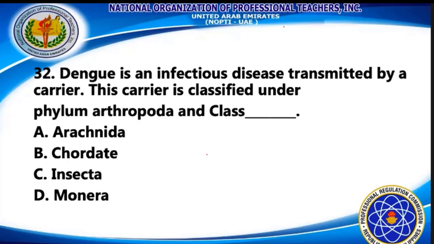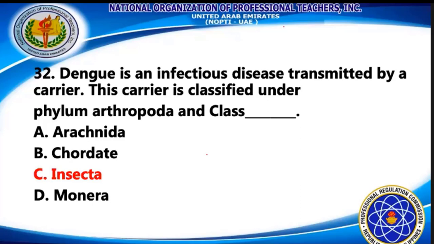32. Dengue is an infectious disease transmitted by a carrier. This carrier is classified under phylum arthropods, arthropoda, and class blank. Oh, sino ba ang carrier ng dengue? Di ba? Mosquito. So, saang class kaya sila? Oh, arachnids, chordates, insecta, monera. So, obviously, class insecta.